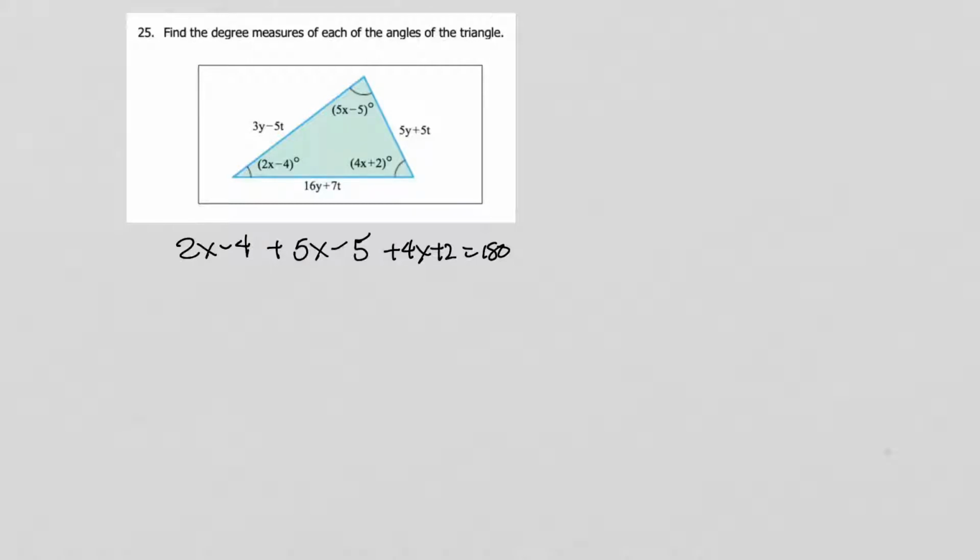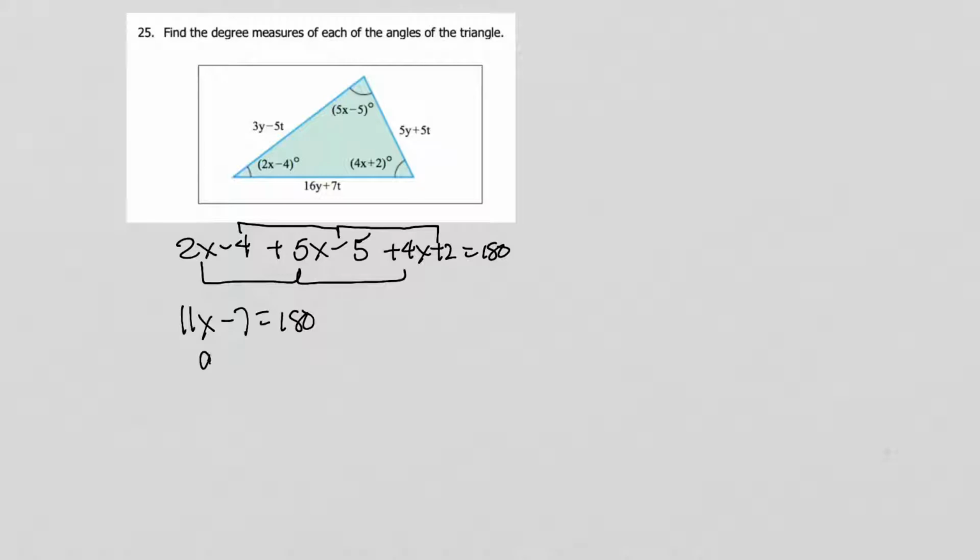Let's add these up. 2x's and 5x's is 7, and 4 more is 11 x's, and then constants, we're at negative 4, negative 5, so negative 9, plus 2. So that takes us to negative 7. That's equal to 180. Now we're pretty good at solving these. We know what to do.